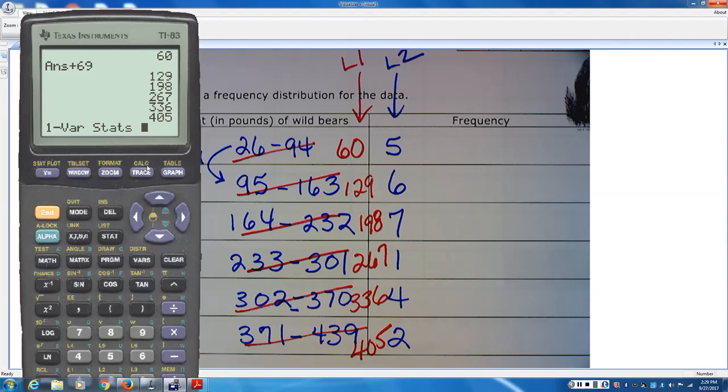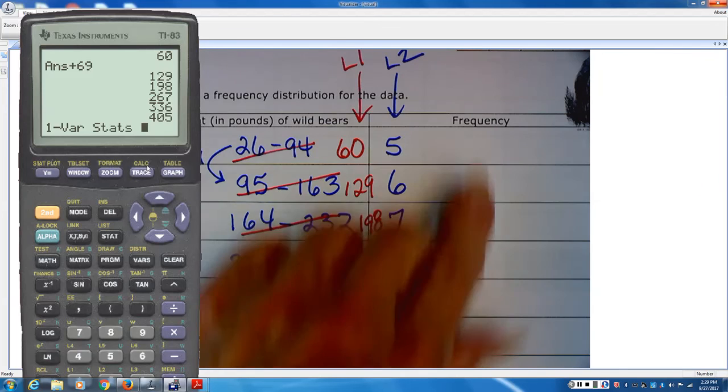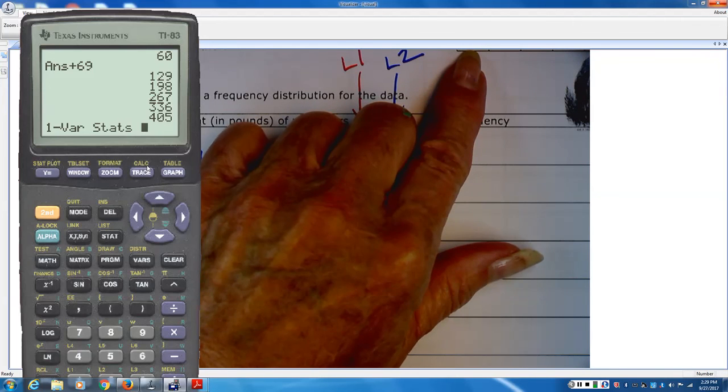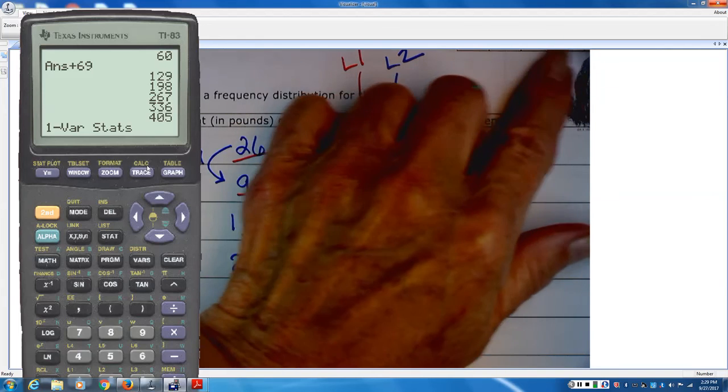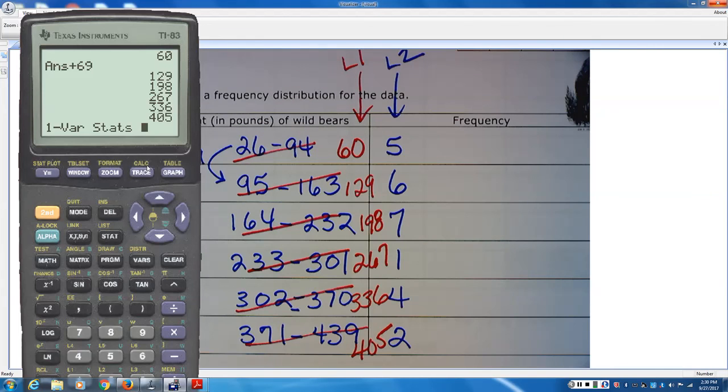Because list 2 tells me how many of those numbers were in list 1. How many bear weights did you have in this whole set of data? We had 25 of them, right? How many numbers are in list 1? 6. That's not the whole data set. So you have to have the counts.